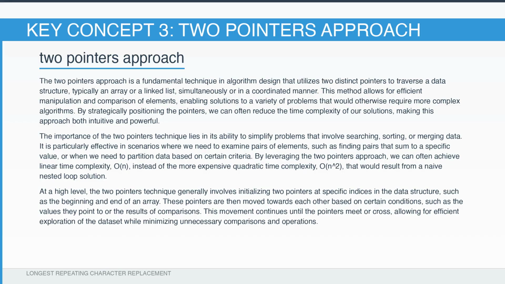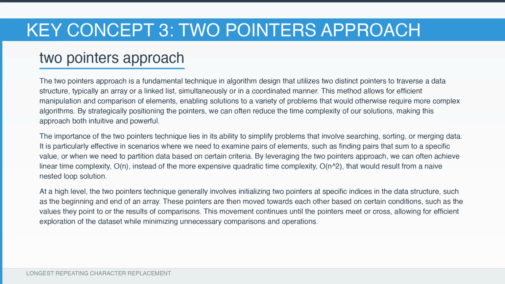This method is particularly useful for problems that involve searching, sorting, or merging data. For instance, if you want to find pairs of numbers that add up to a specific value, using two pointers can help you streamline the process. Instead of checking every possible pair, you can systematically eliminate options, reducing the time complexity from O(n²) with a nested loop to a much more efficient O(n).